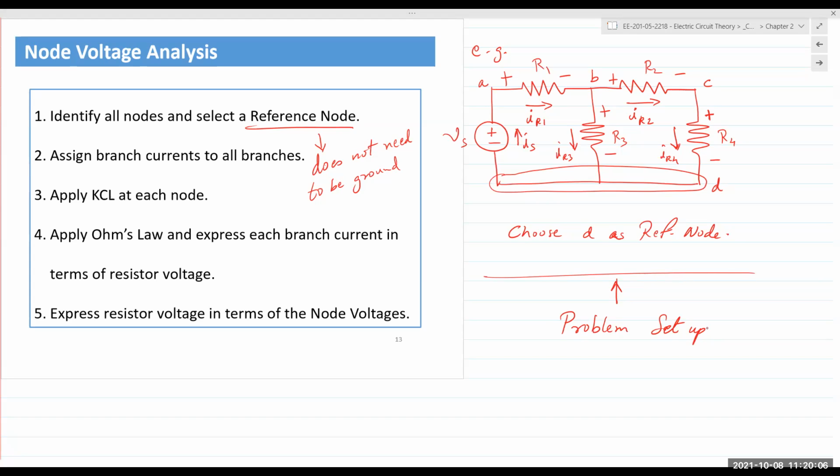A major chunk of the problem grade or the points of the problem will be allocated to problem setup. So you need to identify all the nodes, clearly mark the reference node, and then assign branch currents and the voltage polarities. Now, what do the voltage polarities mean?